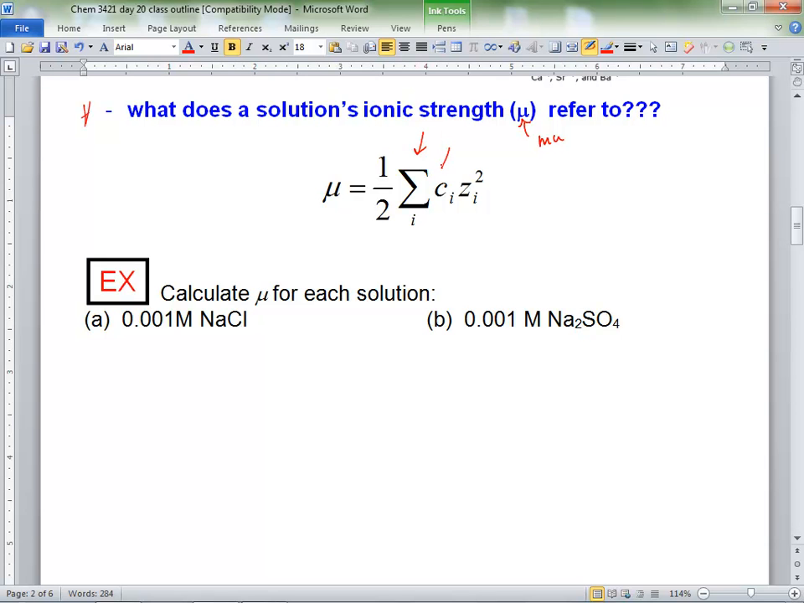Okay. C_i Z_i squared. So you have all these ions in solution. Remember, if you don't have any ions, forget it. There isn't any ionic strength in the first place. So we have to be talking about ions. So you could have, let's see, identify them all: calcium, chloride, and maybe some sodium and some phosphate. I'm just picking some ions there. If you have this solution, how would you calculate the ionic strength of it? One half the summation of C_i times Z_i squared. Well, what's the C_i and the Z_i? Good. C_i is the concentration.